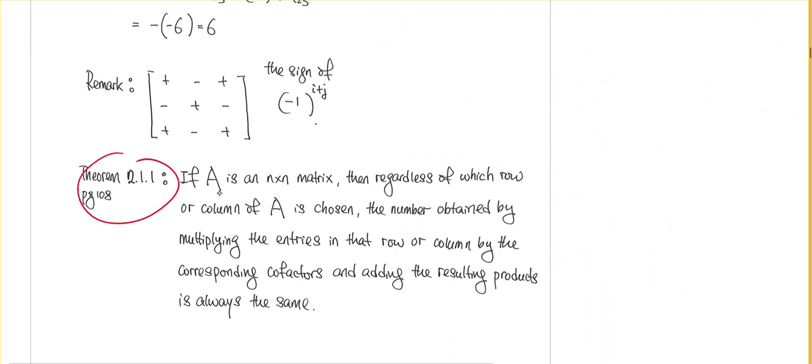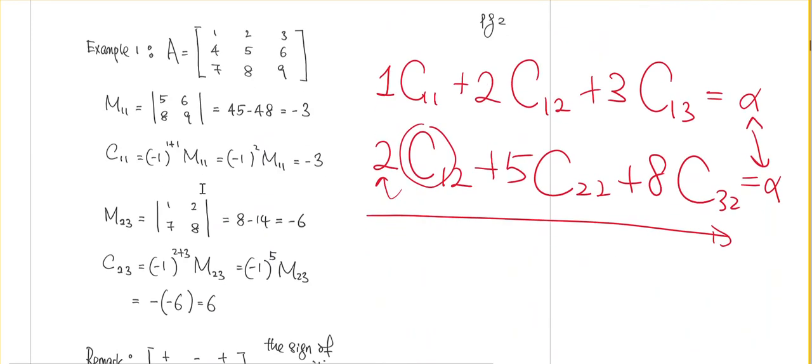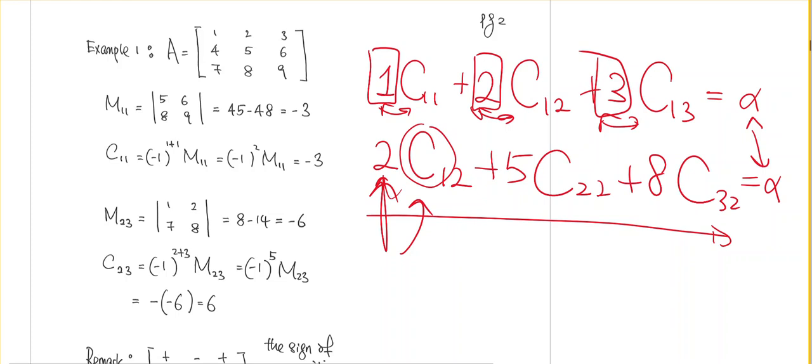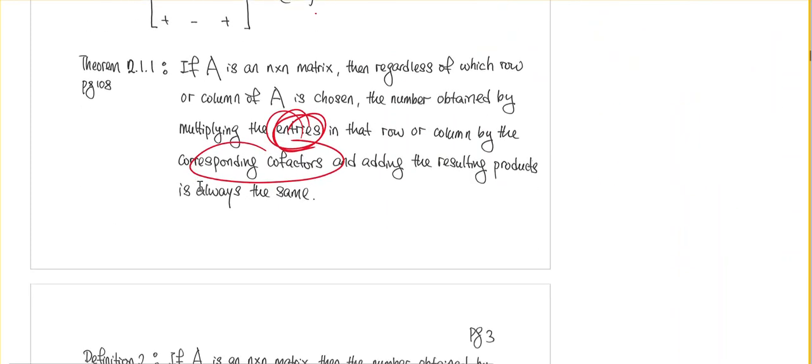So what it says is that if you have a square matrix, regardless of which row and which column is chosen, the number obtained by multiplying the entries in that row or column by the corresponding cofactors, so it's not just the cofactor but the entries with the cofactors, and adding the products, then you always get the same value.